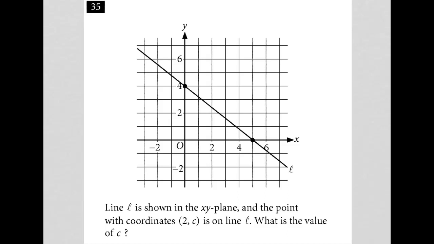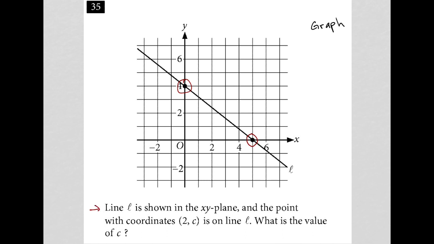So this question provides us with this graph here. I'm always a big fan of paying attention to where the intercepts are. It looks like they're already labeled in this particular graph. We have a y-intercept here at 4 and an x-intercept here at 5.